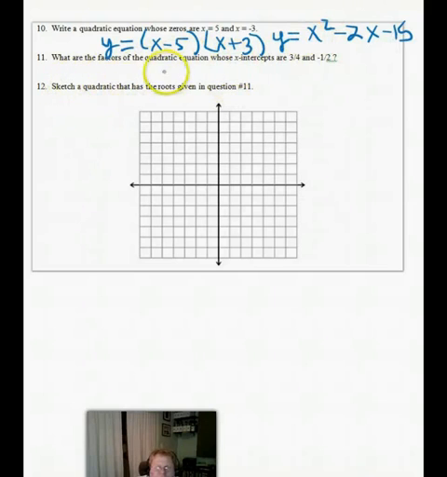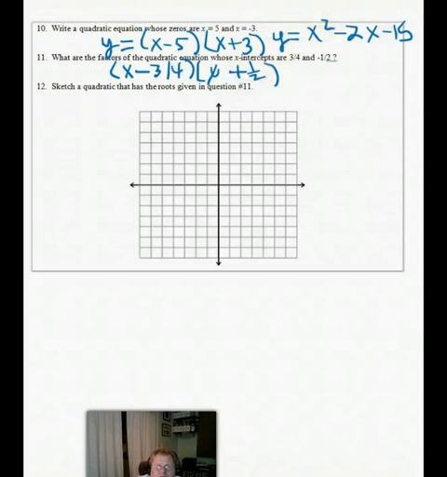It says what are the factors? So I'm actually, this question number 11 should actually go before question 10. But what are the factors of the quadratic equation whose x-intercepts? Remember, x-intercepts are the same thing as zeros. So you just put down here x minus 3/4 and x plus 1/2. Remember, you go opposites.